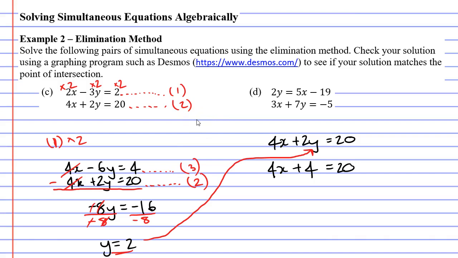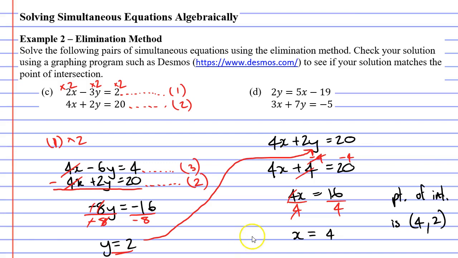Now I'm going to subtract 4 on both sides and cancel out my 4 on the left. So 4x must equal 16. And then I'm going to divide by 4 on both sides. X will come out as 4. So my point of intersection is going to be an x value of 4 and a y value of 2.